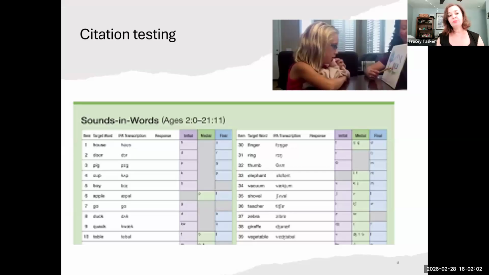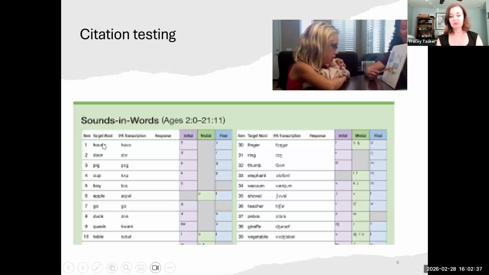So in the assessment process for speech, we're often doing citation testing. Citation testing, as you can see, is usually a child looking at pictures and labeling them, and then we are transcribing what they said. And as you could see in this example, this is a copy of the Goldman-Fristoe assessment. It's used for a wide age range, so you'll definitely at some point come across it.